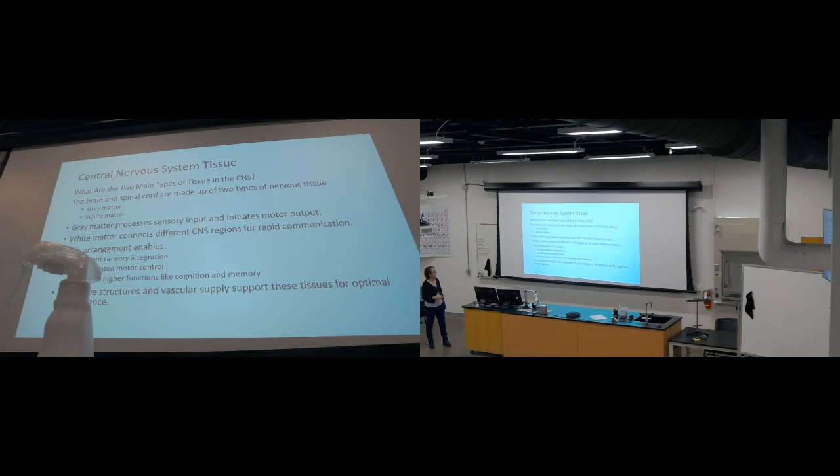So in the brain or in the spinal cord, we have two major types of tissue. We have a tissue that's called gray matter and a tissue that's called white matter. Gray matter is called gray matter because when you stain it with certain dyes, it takes a grayish color. And white matter is called white matter because in this type of tissue you have myelinated neurons, and this myelination, these proteins, makes this tissue look whitish.